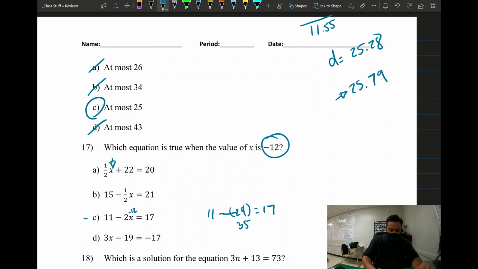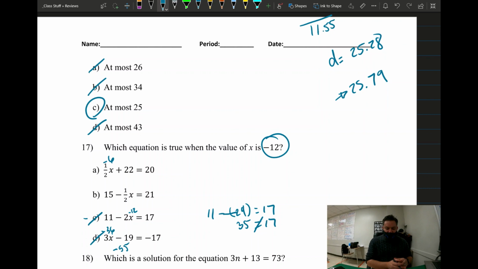Now let's look at A. Half of negative 12. How much is half of 12? 6. So it's going to be negative 6 plus 20. Opposite sign, subtract, keep the sign of the bigger number. So 22 minus 6 is? 16. 16 is not equal to 20, so it has to be this one.